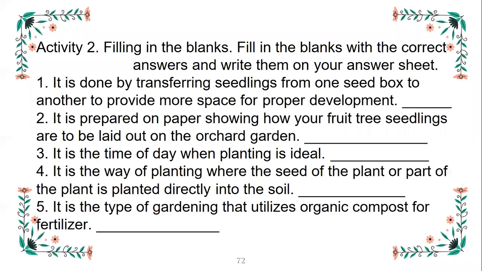So let's proceed with activity 2. Fill in the blanks with the correct answers and write them on your answer sheet. So number 1, it is done by transplanting seedlings from one seed box to another to provide more space for proper development. What do you call that?